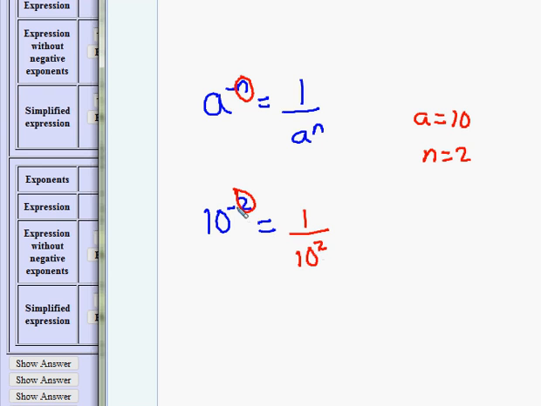The only difference is that the negative sign is no longer present. But if you're going to do that, and you want things to be mathematically correct, you need to move this to the denominator. And then if you want to simplify this, this would be 10 times 10, or 100. So by definition now, 10 to the negative 2 power is 1/100th.